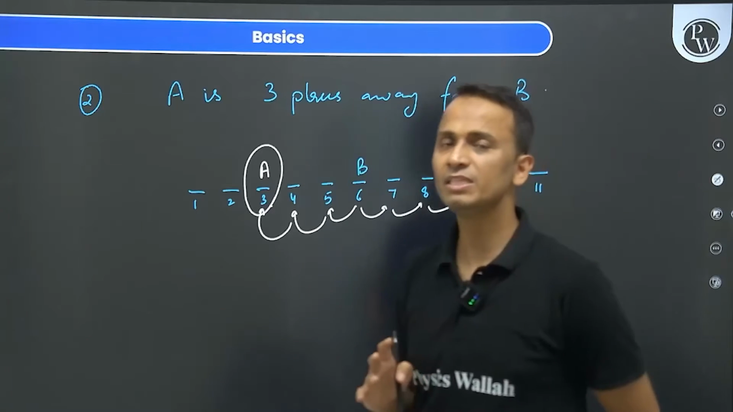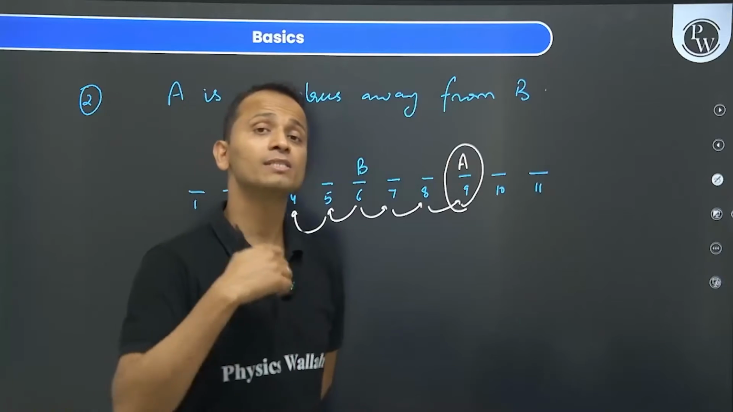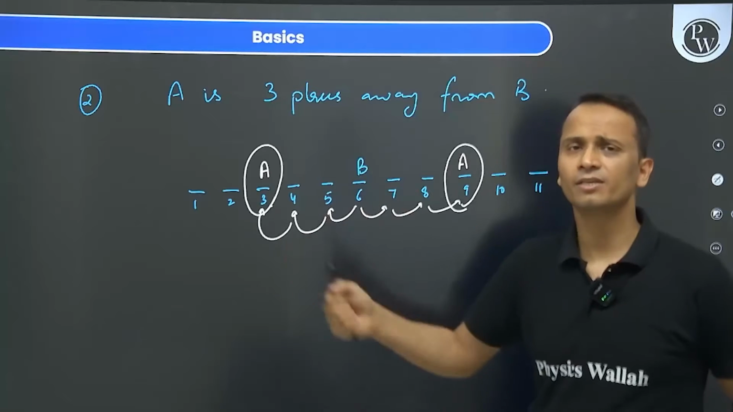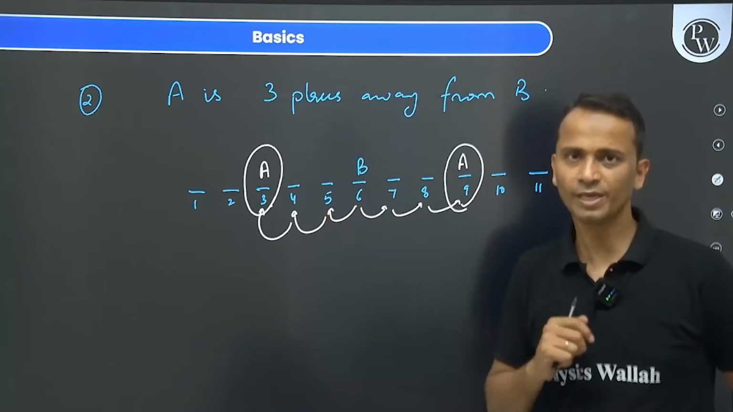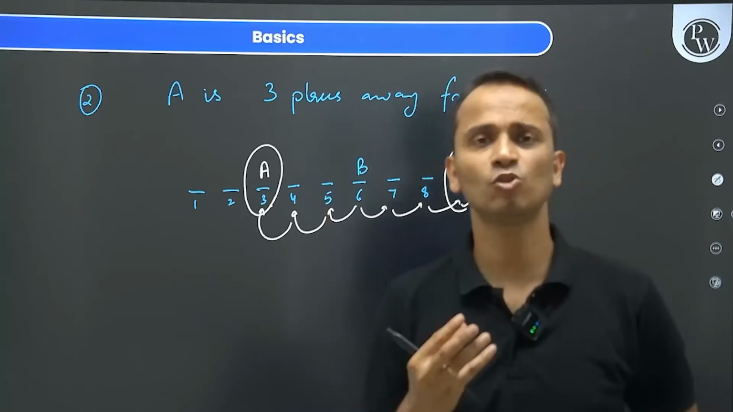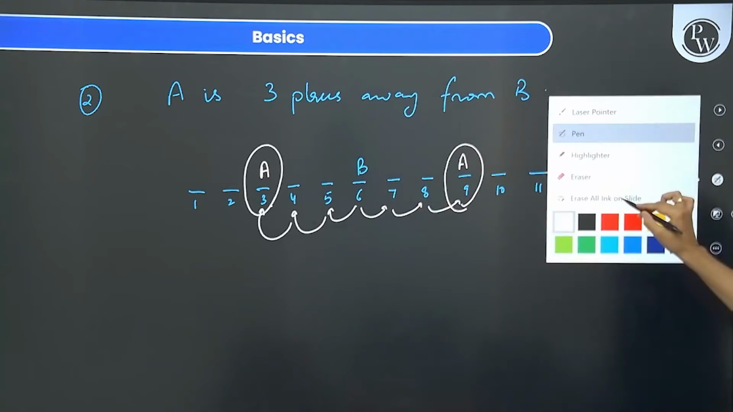3 places away means there are 2 persons sitting between these 2 people, or sitting at the third chair starting from B. B से start करके third chair पे A बैठा हुआ है. Okay, so these are some basic meanings of the basic statements that you'll have to interpret. Okay, now next statement.